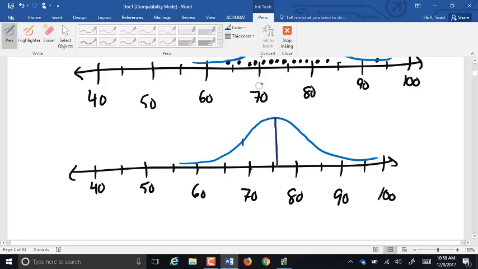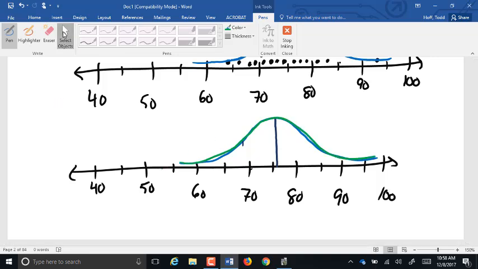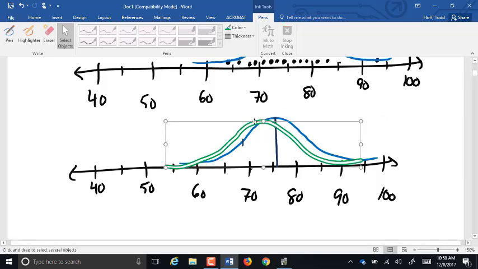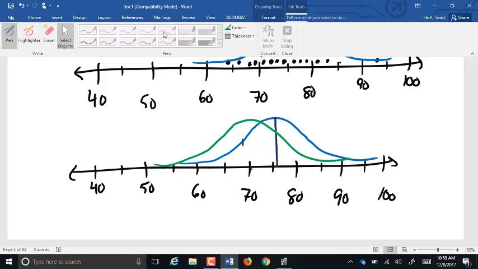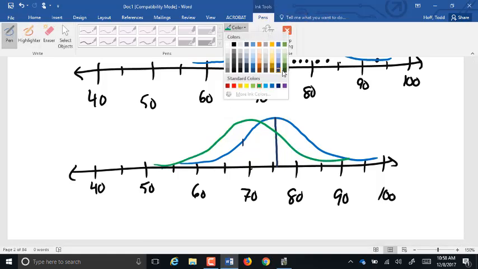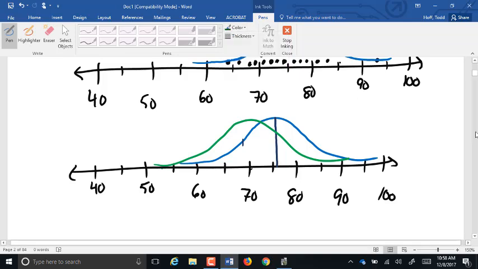So if I have another class, I plot their test scores, and theirs looks like this. How would we describe that class? Now, the center of the curve looks to be at about 70. So you'd say the green curve, that class probably didn't do as well as the blue curve.